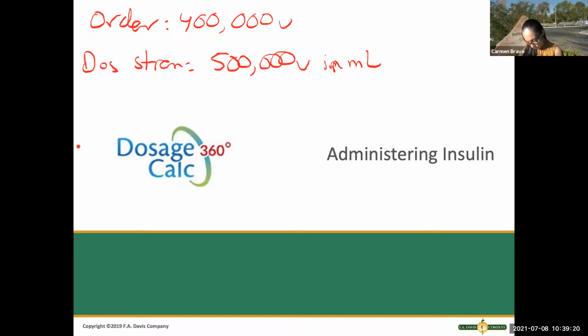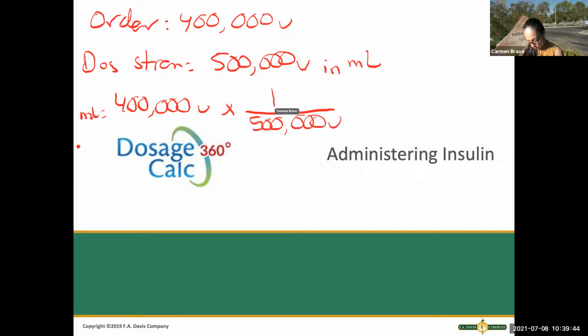So maybe I can bring the slide back because I don't recall how it was written. The way you're going to work it out is you put your order first, units, and then what I want to know is how many mLs I'm going to administer. And then my dosage strength was in 1 mL. So here you cancel out the units, and then you have to administer mLs.